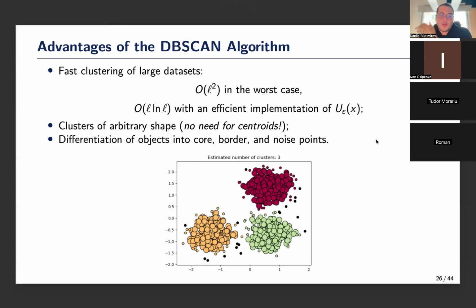Now disadvantages. Computational complexity is quadratic in the worst case, but we have some improvement to n log n, using some heuristics and efficient spatial indexing. We don't want to know about it now. Also, it struggles in high-dimensional spaces as distance-based methods degrade, and it is sensitive to parameter selection.